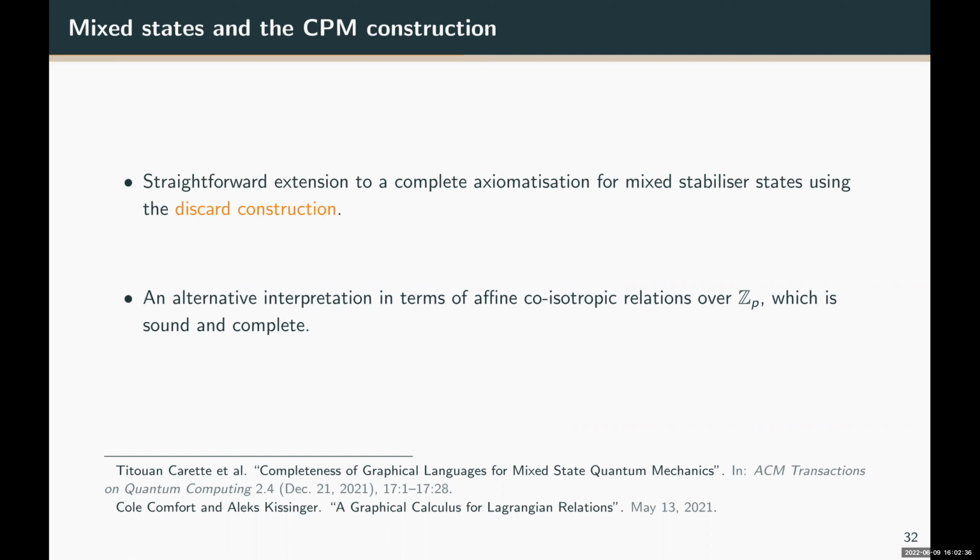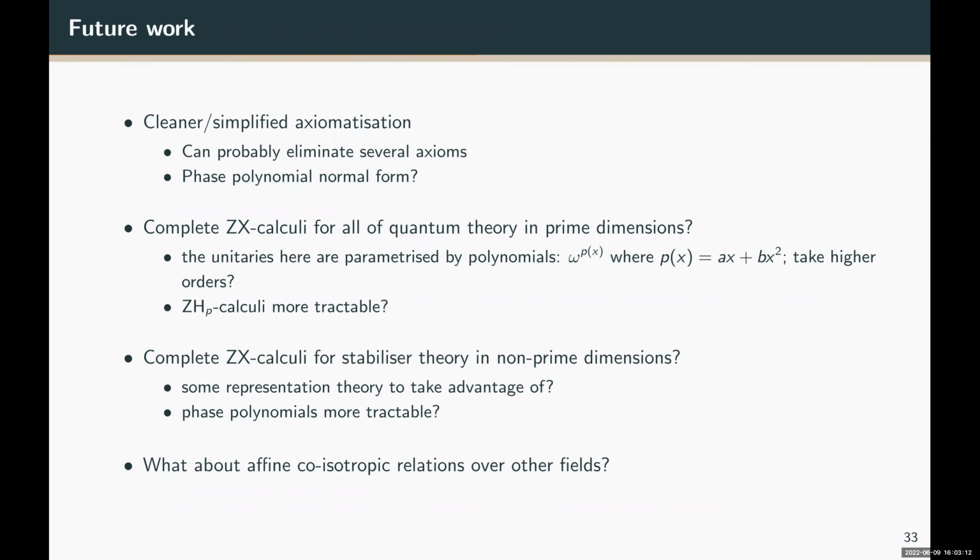And there's a nice bonus from this, based off of the work of Cole and Alex. They showed that you could also axiomatize mixed stabilizer states if you considered affine co-isotropic relations with a fairly similar calculus. And so we can define a new interpretation of our mixed qubit ZX calculus into the category of affine co-isotropic relations over the finite field Z_p, which is now sound and complete for that interpretation. Okay, so that more or less summarizes the results which are in our article.